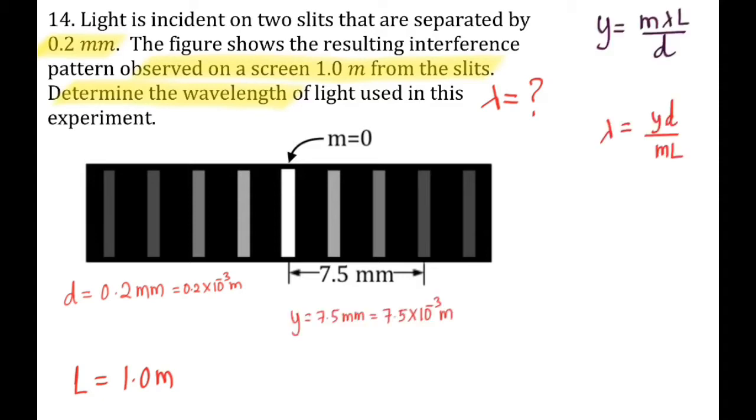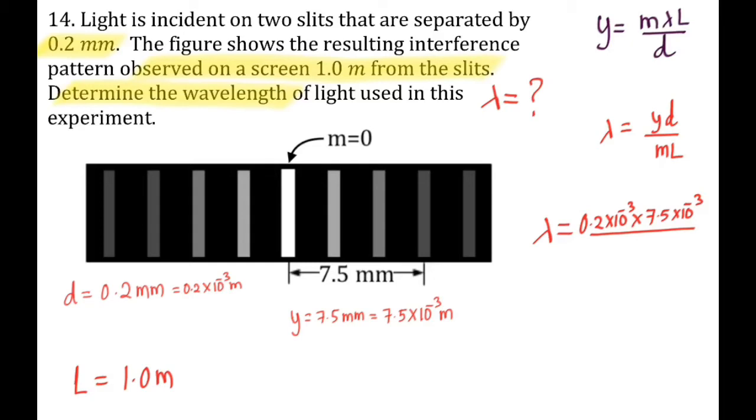Now from the diagram, we can find the value of y, which is the position of the bright fringe, which is 7.5 millimeter, and again we convert that into meters. Because it's asking for lambda, we use the formula y equal to m lambda L over d, and we rearrange it for lambda. And then we substitute the value of y and d.